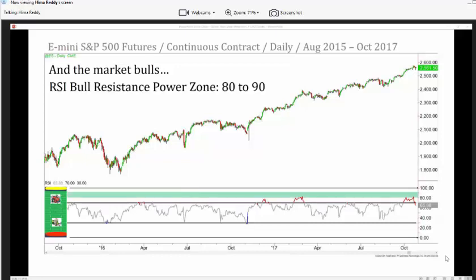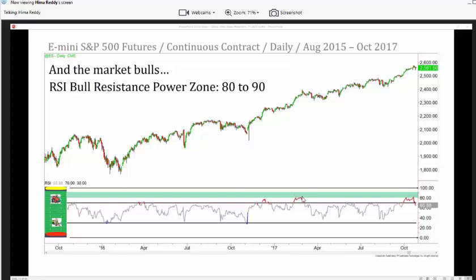So the bull resistance power zone is 80 to 90. What this means is that you now forget this whole business of going above 70 and then just waiting around for a sell signal. Instead, if you're in a bull market, a series of higher highs and higher lows in price, then you're waiting for the RSI to get even more extended to the upside, ideally into the 80 to 90 area, and then fall off.